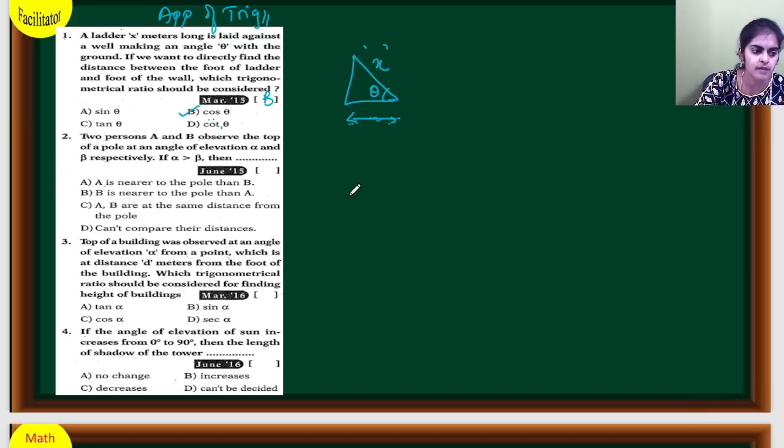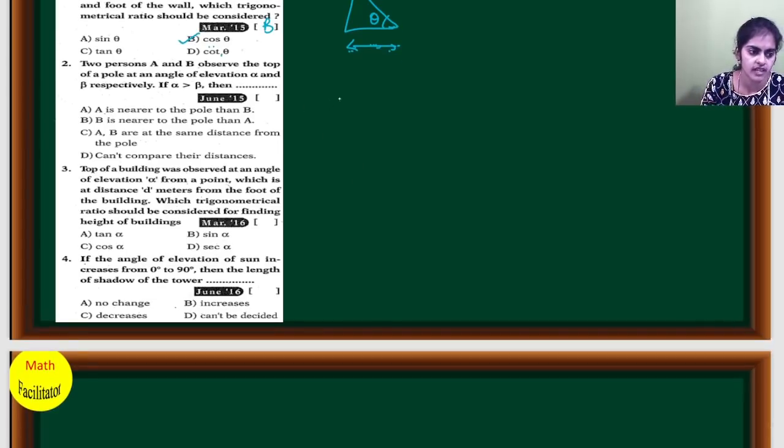Two persons A and B observe the top of a pole at angles of elevation alpha and beta, and alpha is greater than beta. So always remember there are two persons. One angle is alpha, one is beta. Alpha is greater than beta. The greater angle is always towards the pole. In the morning session also, in the 8 marker question also, I told you. So A is nearer to the pole. The greater angle is always nearer to the vertical object.